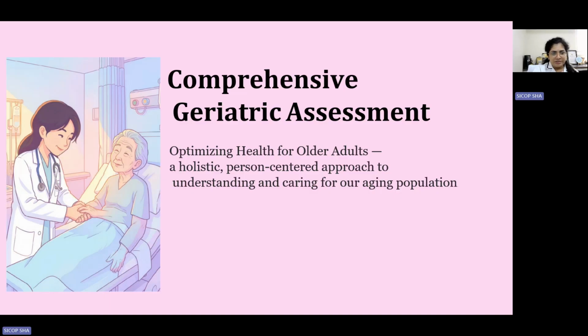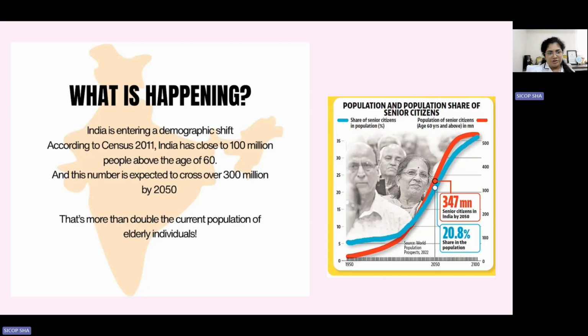Why we are studying this topic is because of what is happening in India. India is entering a demographic shift. According to the census 2011, India has close to 100 million people above the age of 60, and this number is expected to cross over 300 million by 2050. That's more than double the current population of elderly individuals. So this rising population of senior citizens needs skilled and expert care.